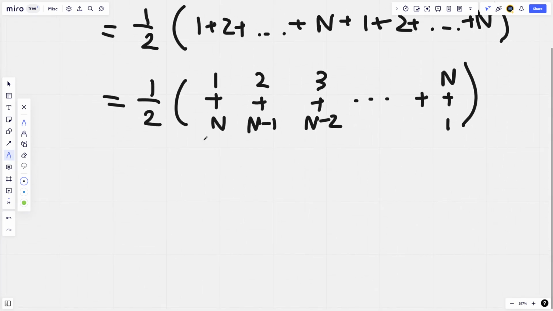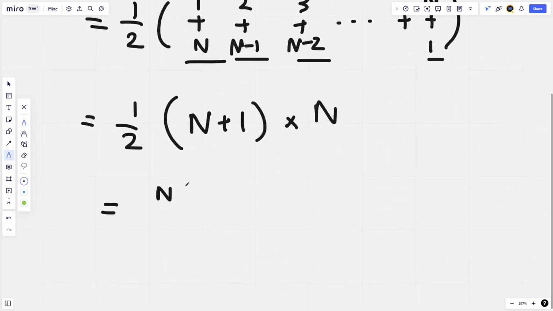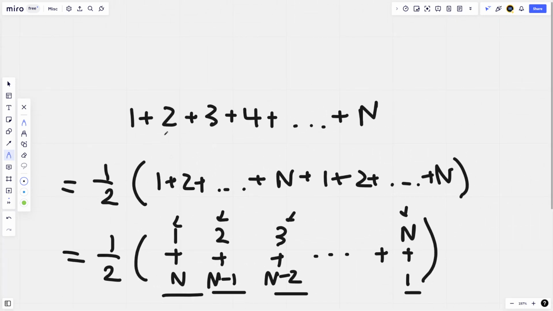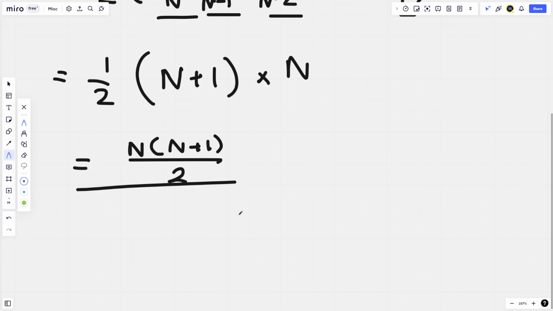And the reason we want to do that is because each of these terms is equal to n plus 1. So it's 1/2 of n plus 1 times however many times it shows up. And it obviously shows up n times, so it's n plus 1 times n. So this is equal to n times n plus 1 over 2. So that's how to derive this formula: the sum of all the positive integers from 1 up to n is equal to n times n plus 1 over 2.